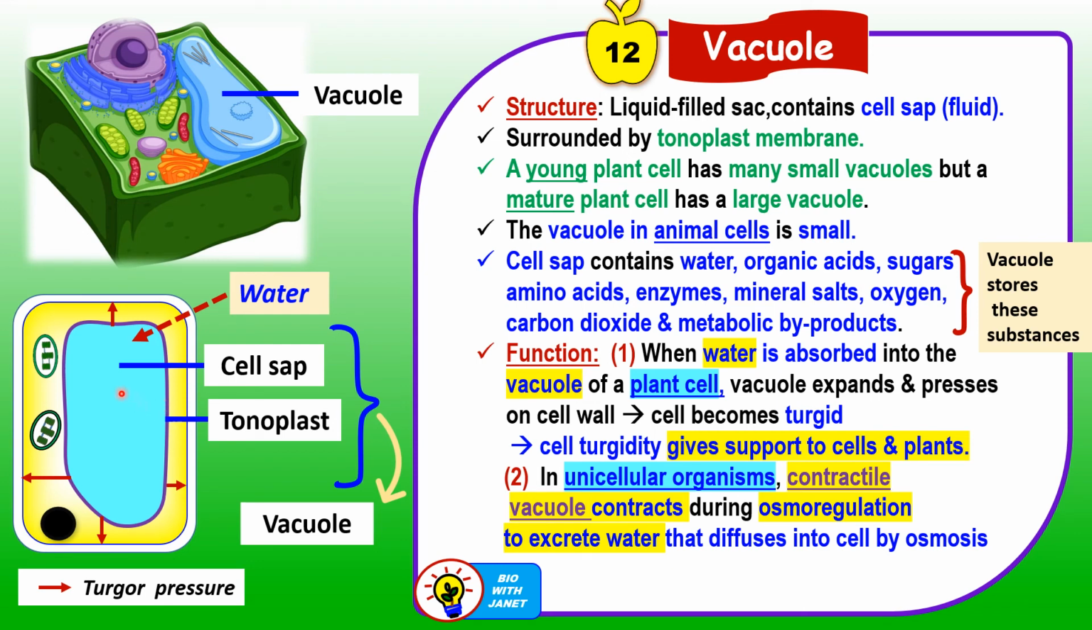Now, what about the cell sap? What is found in the cell sap? Cell sap contains a lot of substances like water, organic acids, sugars, amino acids, enzymes, mineral salts, oxygen, carbon dioxide, and metabolic byproducts.